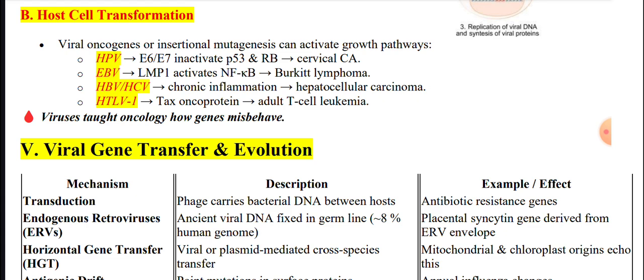And the last example, the retrovirus HTLV-1. HTLV-1, human T-cell lymphotropic virus type 1, is different again. It integrates into the DNA of T cells, a type of immune cell. It produces a protein called TAX.